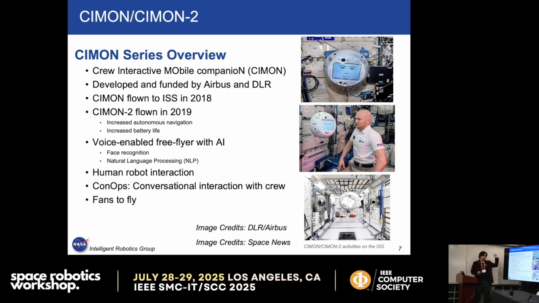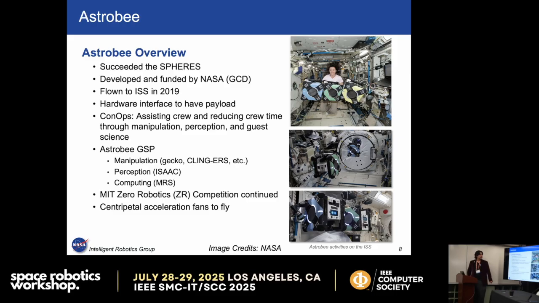Simon 2 had increased autonomous navigation and increased battery life, very similar to Int-Ball and Int-Ball 2. And it actually had a voice-enabled free flyer with AI capabilities. It had facial recognition and it had NLP as well, for conversation. So it was developed for conversational interaction with crew. And yeah, the next one that came after that was our favorite, Astrobee.